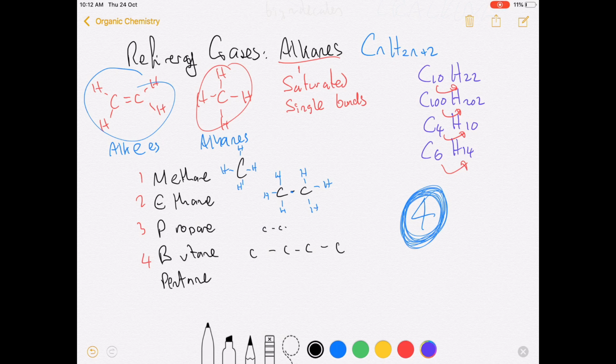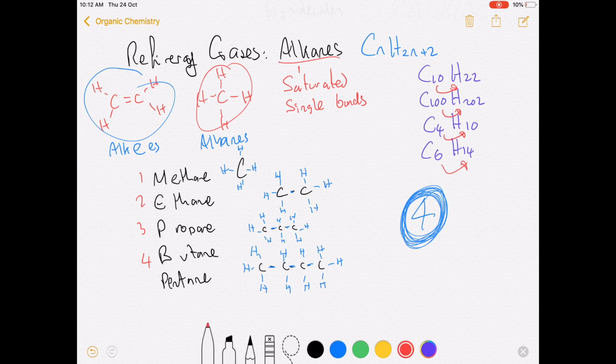Propane was 1, 2, 3. Now just count to 4 around each carbon, left and right, and draw in the hydrogen. All you have to do is count to 4. Okay, so butane was 1, 2, 3, 4. Count to 4 around each carbon, and draw in the hydrogen. Hum a song to yourself while I'm doing that. Jolly good. So those are the first 4 alkanes.